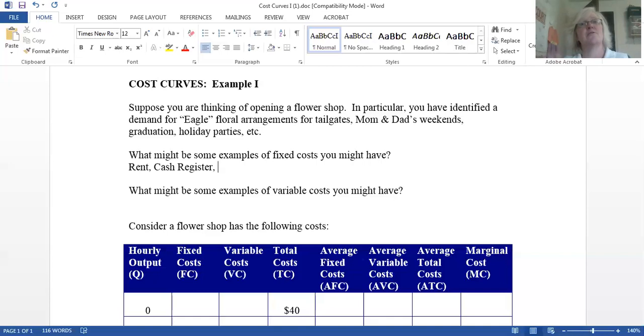The variable part, depending on if you had a really busy month or a really slow month, that variable portion could change, and that's then the variable cost. Okay, so capital things, fixed cost, storage, let's say refrigerator.